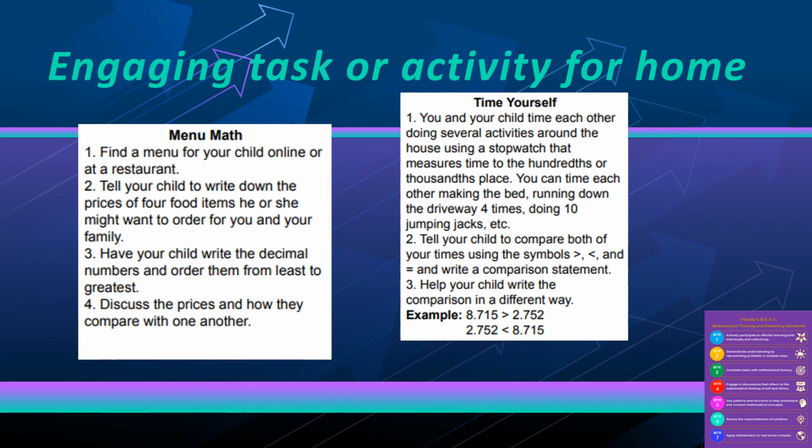We all want students to continue their learning at home. We would like them to take home an engaging task or activity. These activities are both taken from the STEMscopes parent letter. On the menu math task, students could use menus, found either online or taken from a restaurant, to choose 4 items and then order the value of those prices from least to greatest. Justifying their answer in a discussion will help cement their understanding of the benchmark.